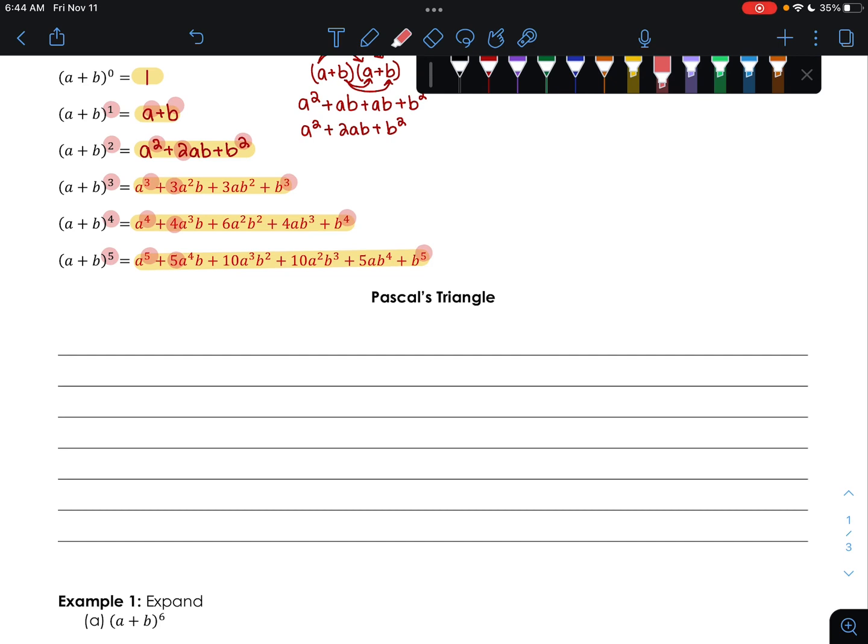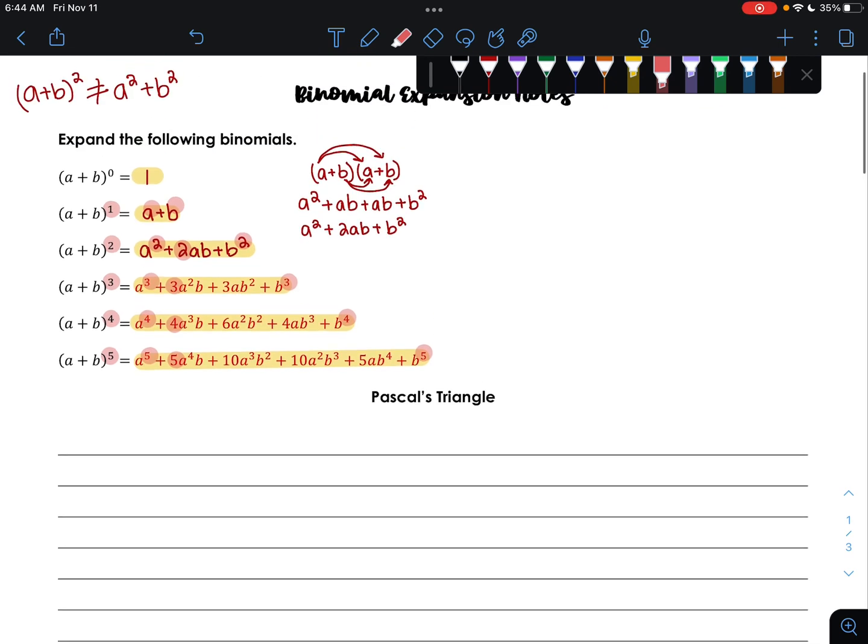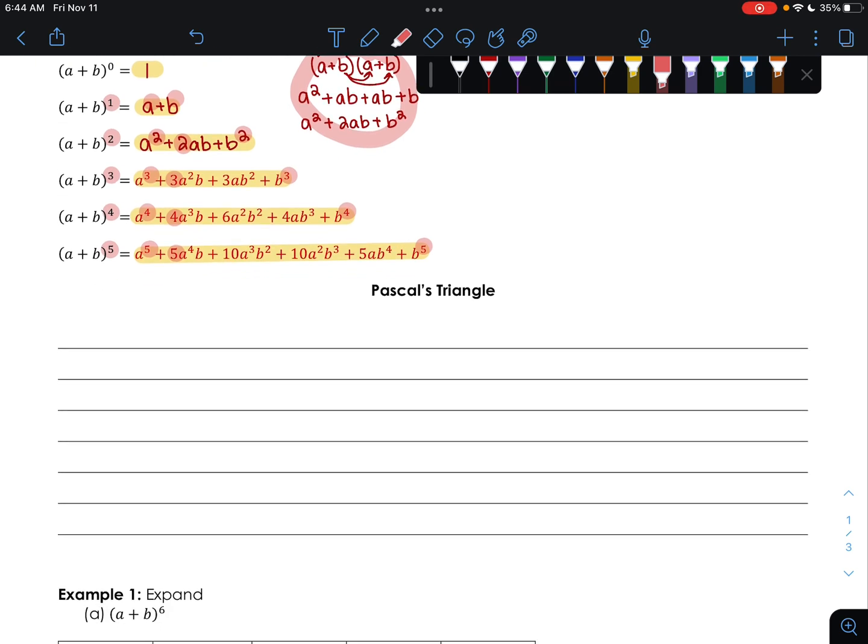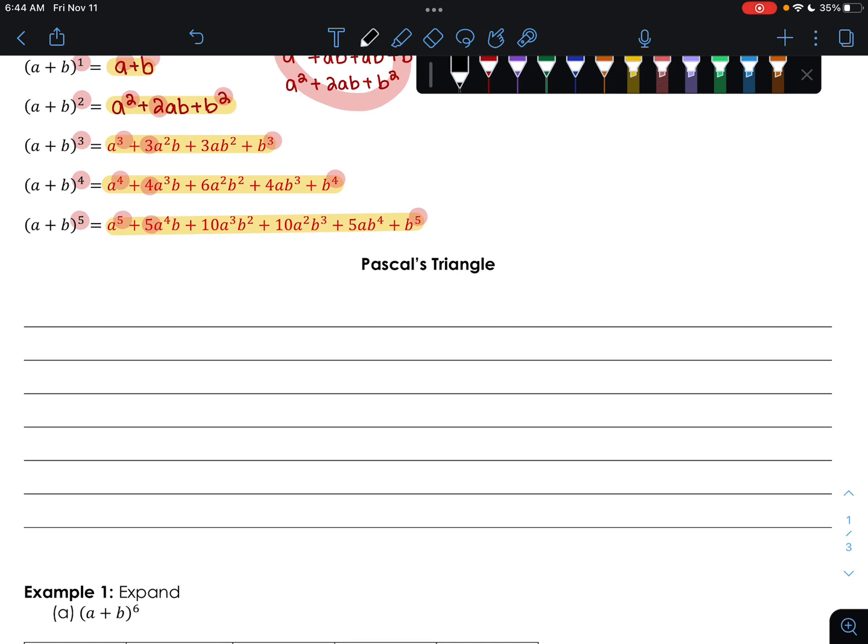So Pascal's triangle is used to help us expand binomials so we don't have to do this long drawn-out process. Because if I did a plus b to the fifth power, I would have to multiply a plus b times itself 5 times. Okay, and that's going to be very tedious. Pascal's triangle is here to help us not have to do that.